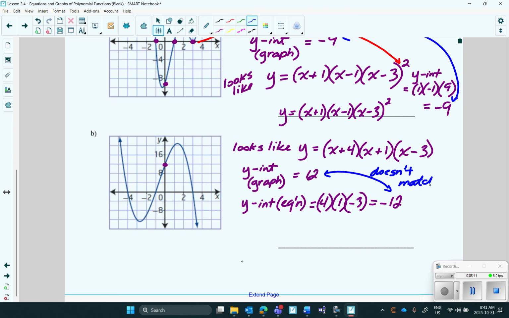But to make it match, what do I have to multiply 12 by to get negative 12? So that means I have to toss a negative 1 in front. Okay? That will get me the correct y-intercept while still having the correct zeros. So my final answer is going to be y equals negative 1, or just negative, x plus 4, x plus 1, x minus 3. And we're done. Okay? Couple more.